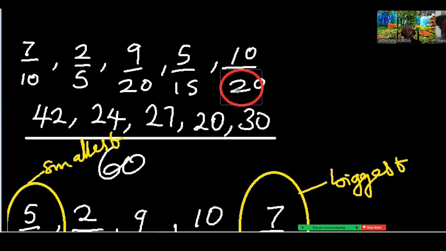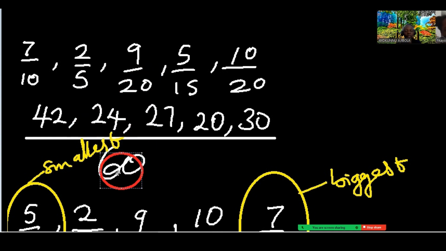Okay. Multiples of 20 are 20, 40, 60, 80, 100, and so on. So we pick 60. All of them will divide 60. That's why we stop on 60. How many 10s are in 60? That is 6. 6 times 7 is 42. How many 5s are in 60? That is 12. 12 times 2 is 24.